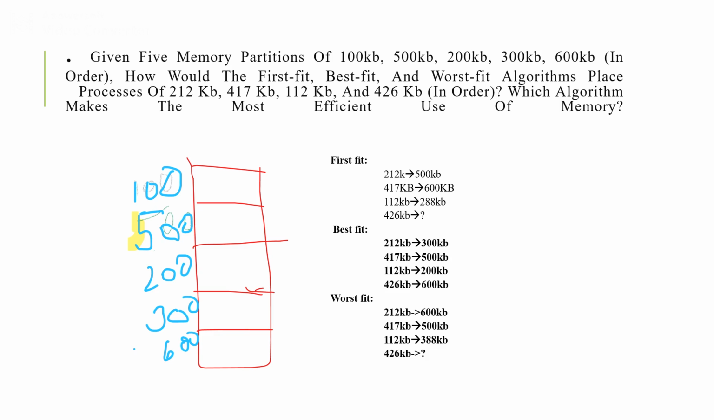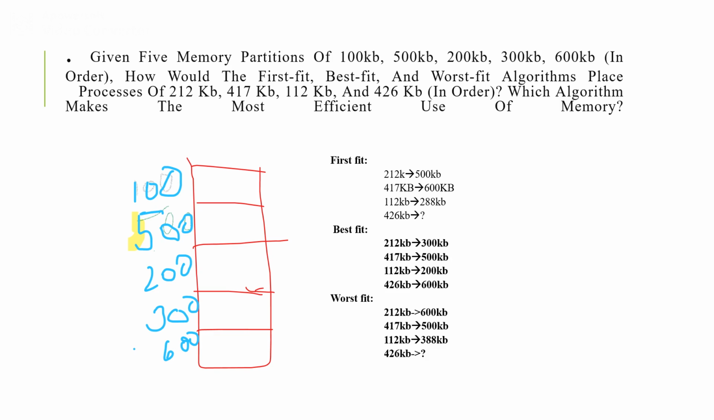How is it possible? As you know, the 212 KB process was placed in 500 KB. So what is the remaining space left after the process is allocated? It is 500 minus 212, so we get around 288. That memory is larger than 200, is it not? So 112 KB will be placed in the 288 KB location.